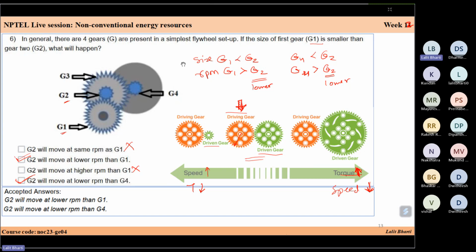Okay, the statement for G4 is not given, but you can see G4 is there, the smaller one. So this is your G2, the G3, G4. You have to see in what series your torque and speed are converting with each other. So option 2 and option 4 are correct.